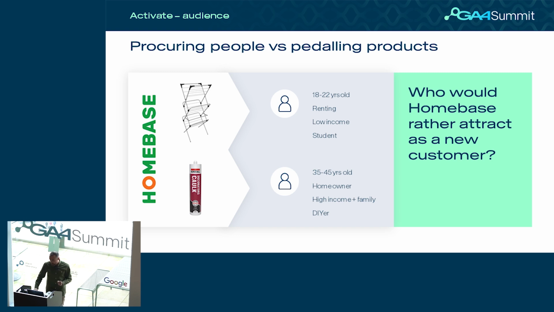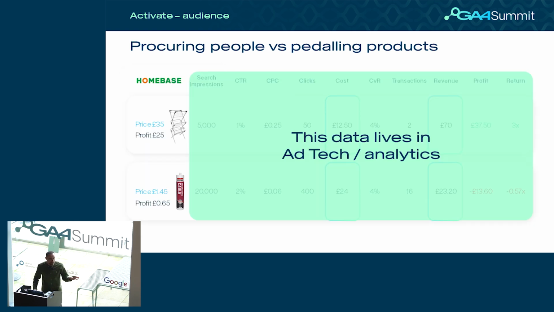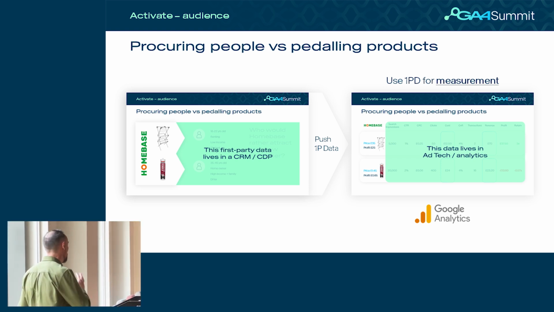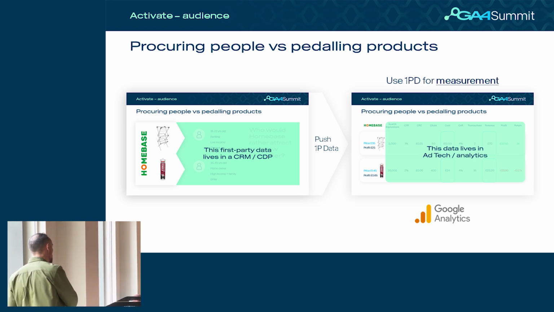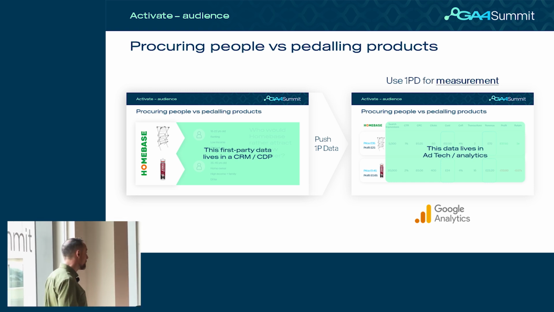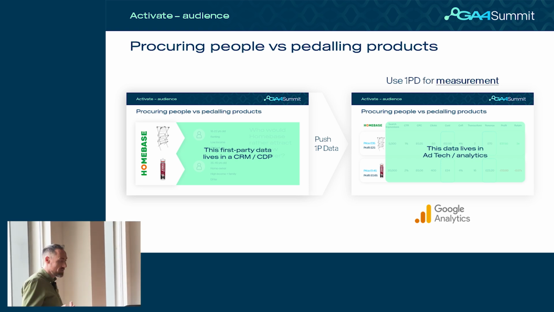So where do these live? This data lives in the CRM or the CDP. It's not naturally sat in GA, or by default it's not in GA. All this data you can get in GA or ad tech. What we need to do is what Paul said. We need to push that first party data from our CRM, our CDP, our data warehouse, whatever it is, into analytics and use it in two ways, really. We can talk about activation, but first of all, you can use it for measurement.